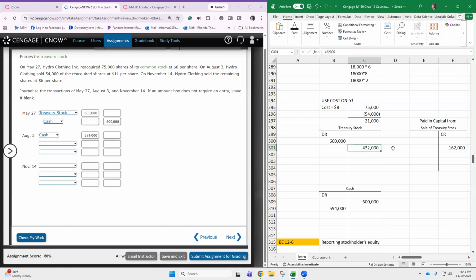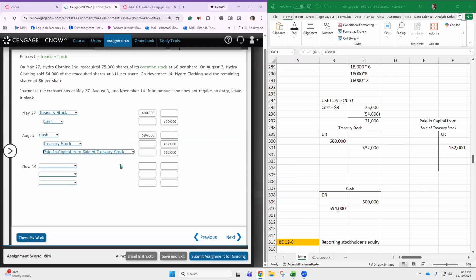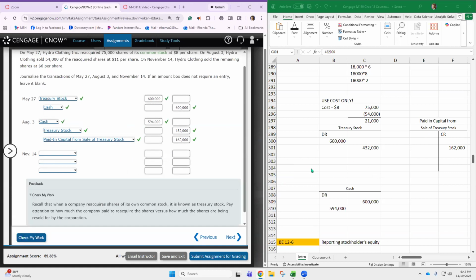Okay, so here's what we got: a debit to cash. We're getting rid of 54,000 shares out of the treasury stock, but we can only use its cost. The cost was $8 a piece, so let's put that in. And then the extra is the 162,000 that's going in an account called paid in capital from sale of treasury stock. That's how they record their profit. Let's see if we're right.